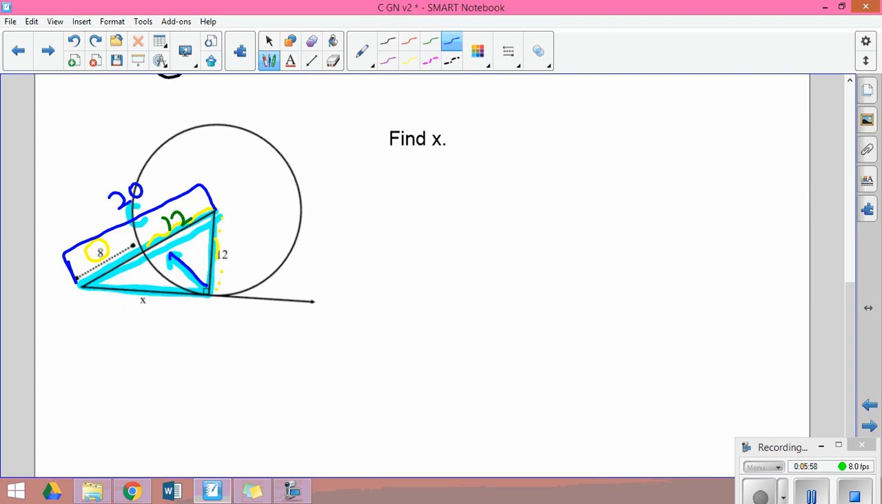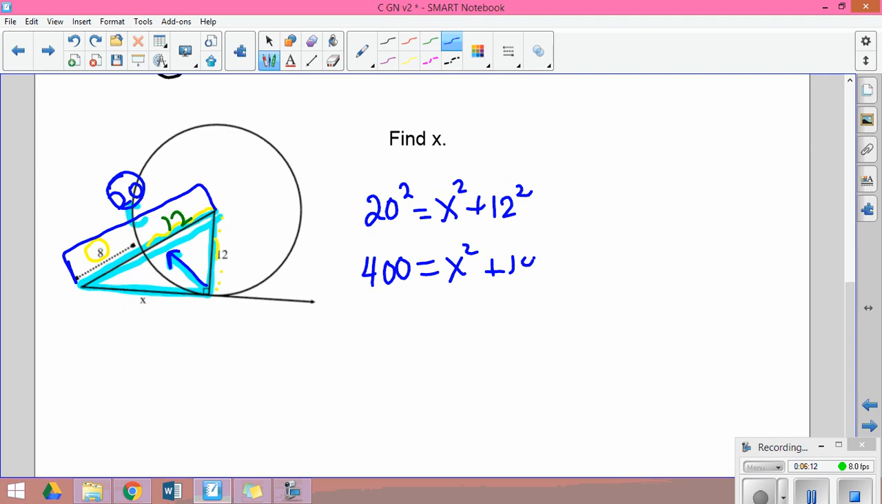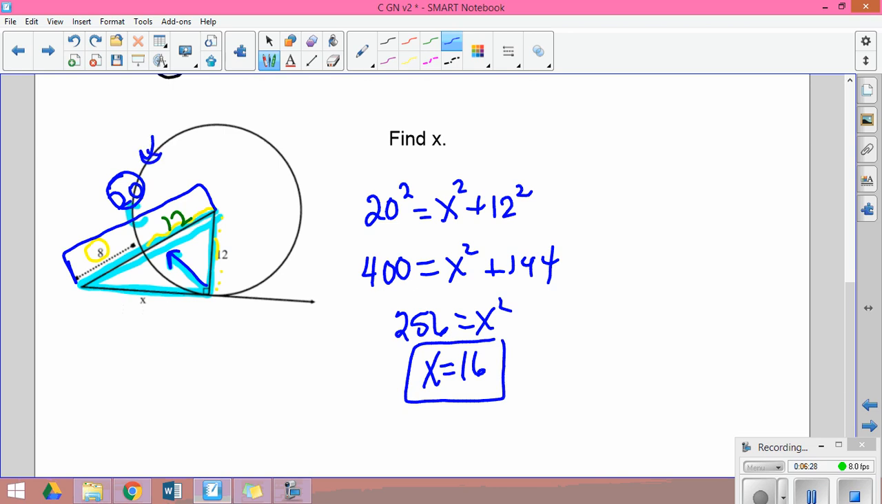So when I go to set up my Pythagorean theorem, 20 is my hypotenuse, so 20 squared is equal to x squared plus 12 squared. So 400 is equal to x squared plus 144. If I subtract 144 from both sides, I get 256 is equal to x squared. The square root of both sides, x is 16. Remember, hypotenuse is always your longest side, so it would not make sense to use 8 in your formula. So just be aware of your lengths and the relationships of your sides in these problems. Good luck on your homework.